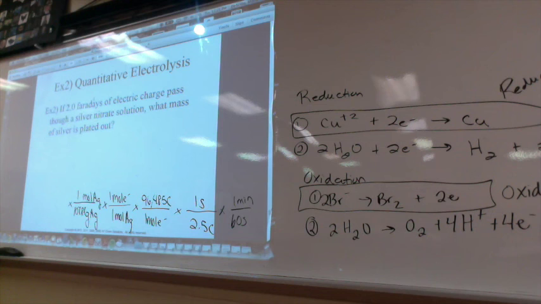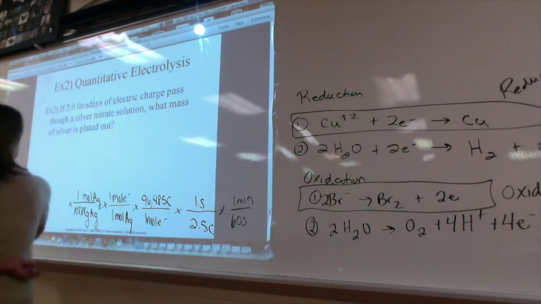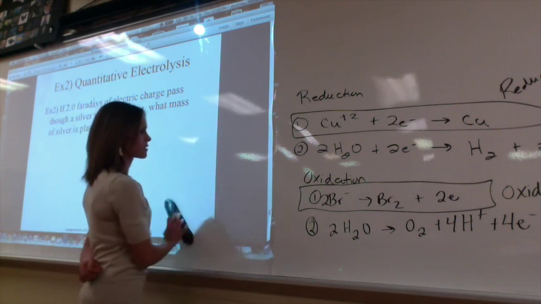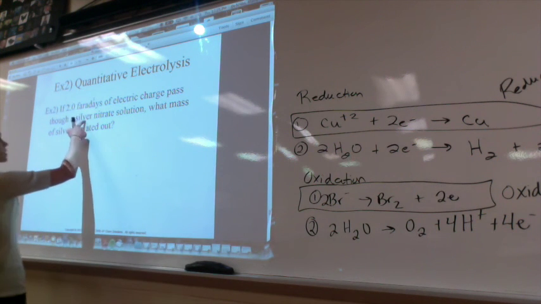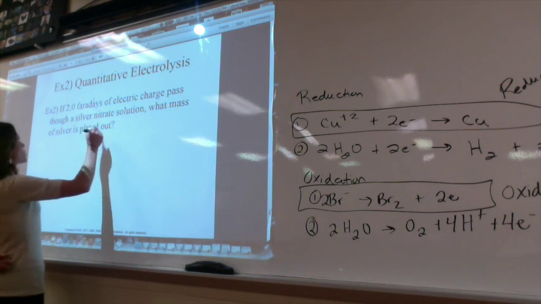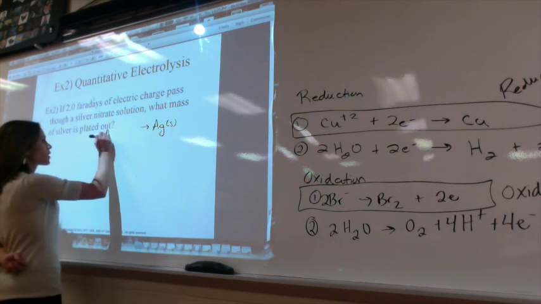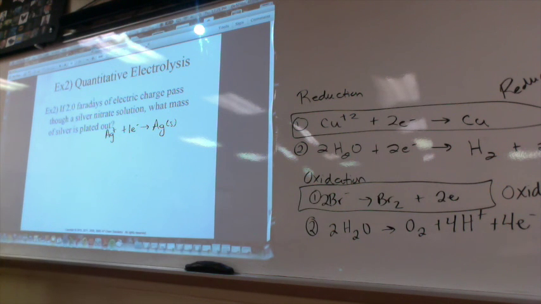All right, this one says if 2.0 Faradays of electric charge pass through a silver nitrate solution, what mass of silver is plated out? So what did I just write on the last slide? First step, always write the reaction. So I'm going to say silver nitrate. Nitrates are soluble. What mass of silver solid is plated out from this reaction? Same thing. If I'm starting with 2.0 Faradays, how many grams of silver will I make?